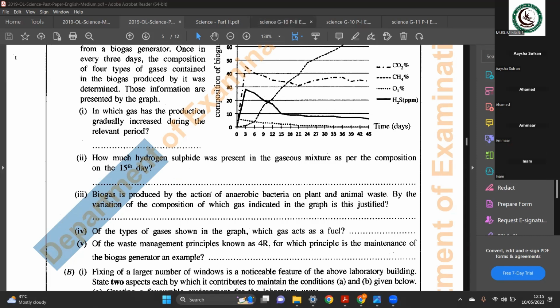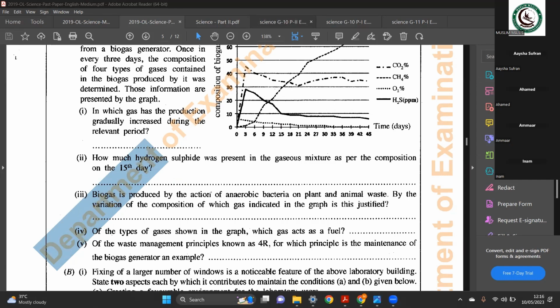So by the variation of the composition of which gas is this happening? Basically, which gas variation is causing this anaerobic bacteria to come into the picture? Definitely oxygen. When you don't have oxygen or have very little oxygen, anaerobic bacteria come into the picture. All right, so Roman number 3 is oxygen.